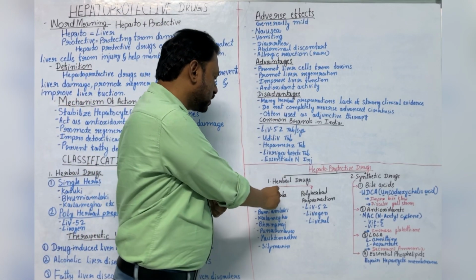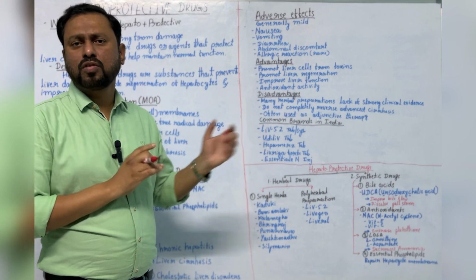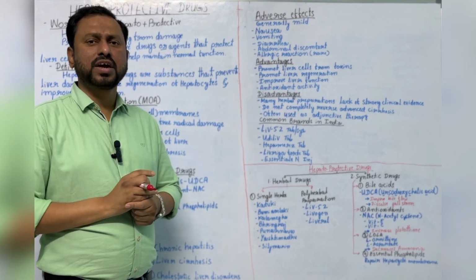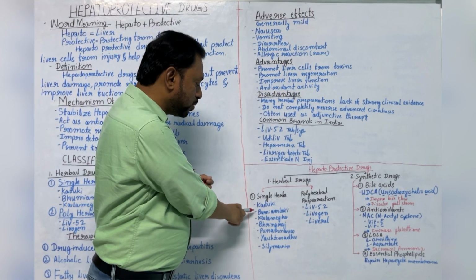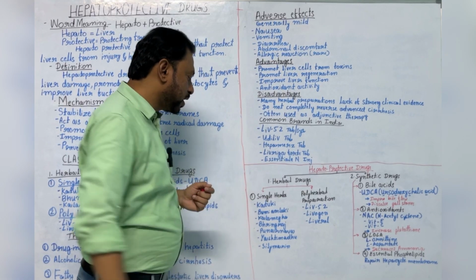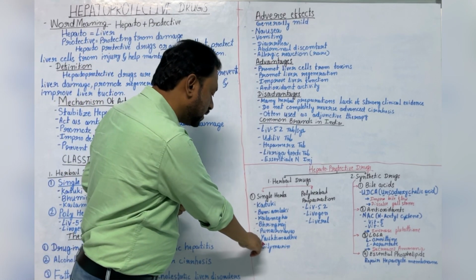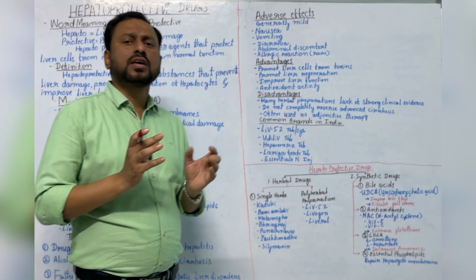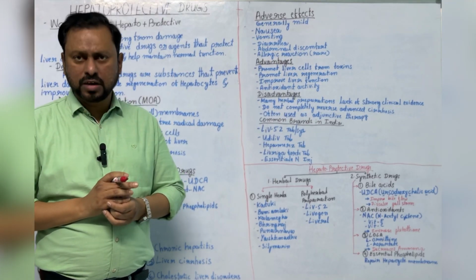Single herbs are very common. A single herb alone is helpful for preventing many liver diseases. Very commonly we use Picrorhiza kurroa, Katuki, Bhumiamlaki, Kalamegha, Bhringraja, Punarnava, Yashtimadhu, as well as Silymarin. These are the single drugs we give for treating liver damage.